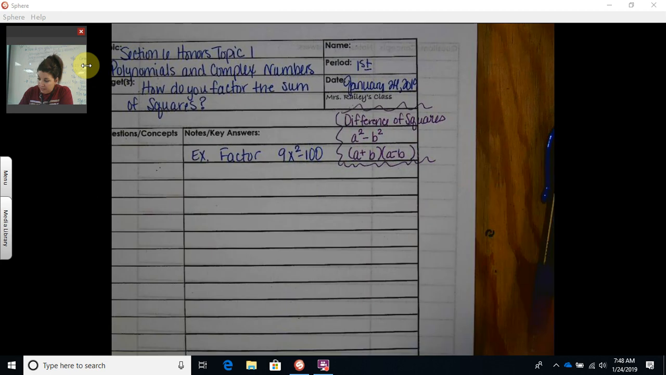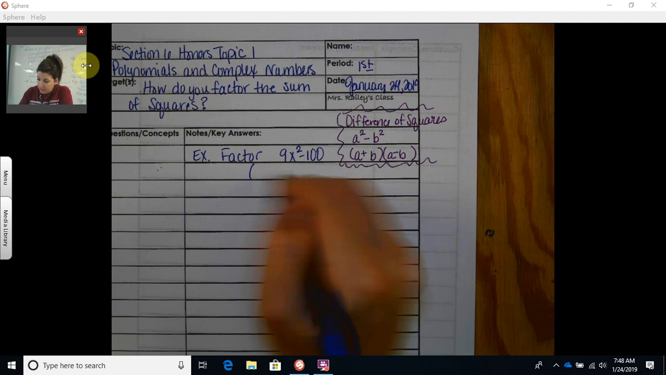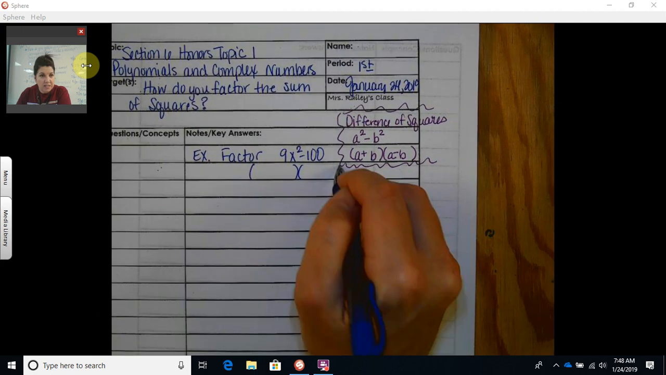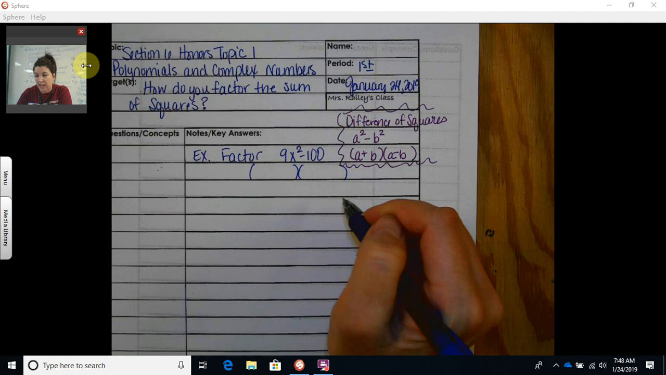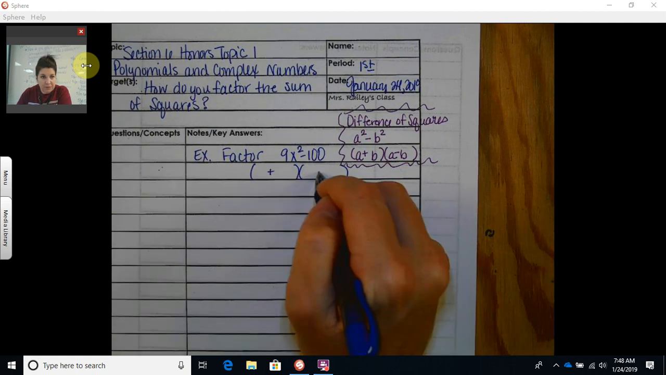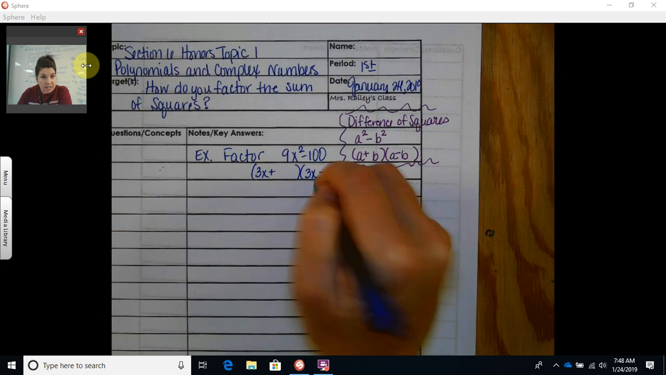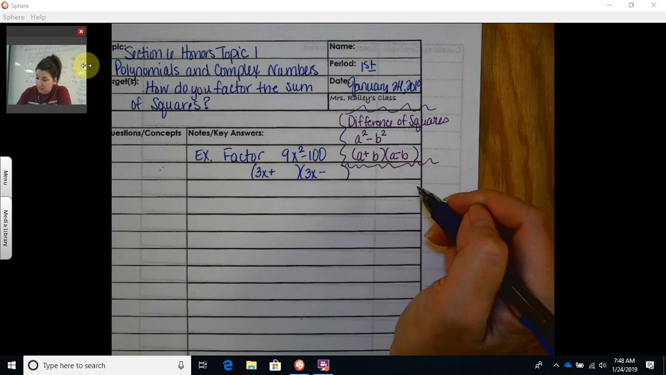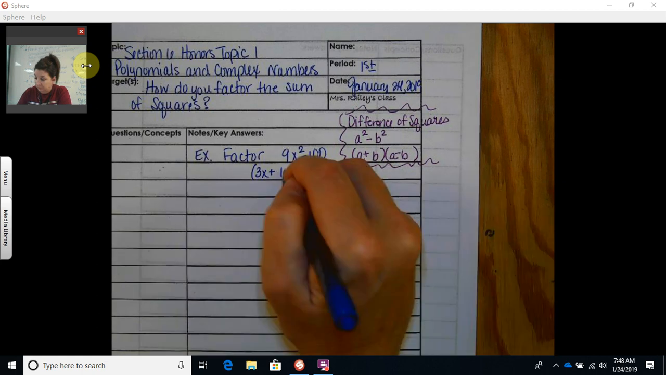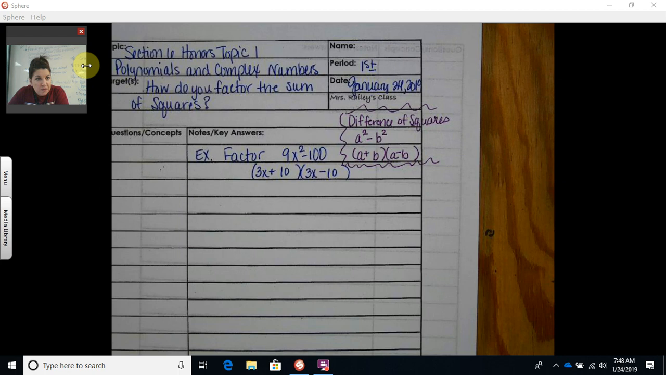Okay, so for this example, we would make two sets of parentheses. Oh, first of all, does it have a greatest common factor? Because you always factor that out first. No. One gets a plus in the middle, one gets a minus in the middle. And what would be the first term in each set of parentheses? 3x. That's the square root of the first term. In the second set of parentheses, we put the square root of the second term, which is 10. If any of those factors can be factored any further, then we do that.